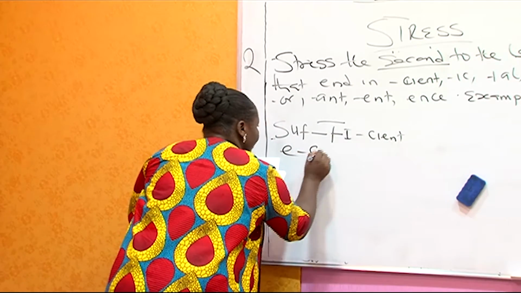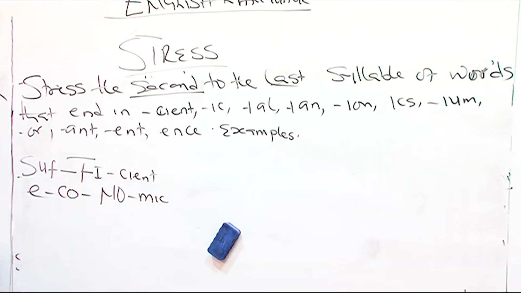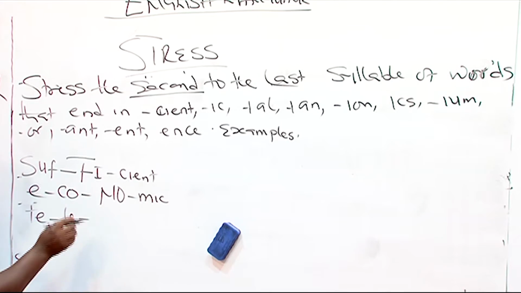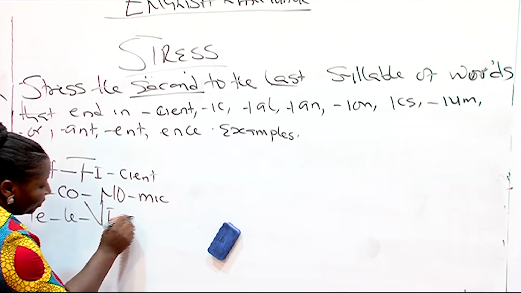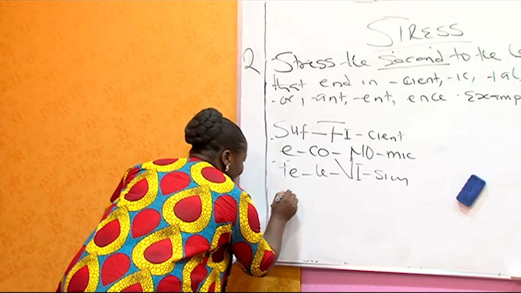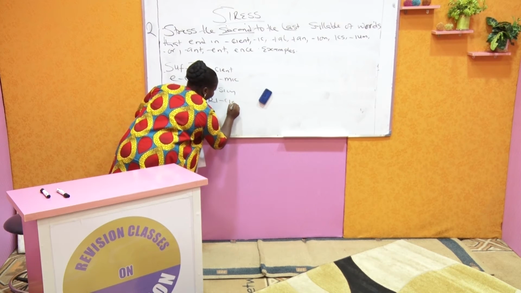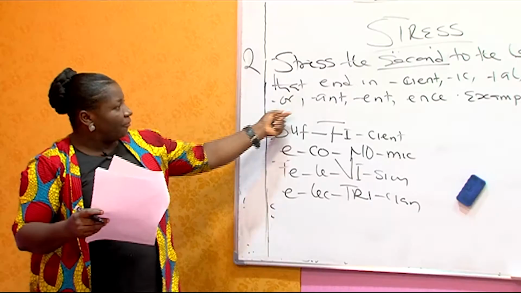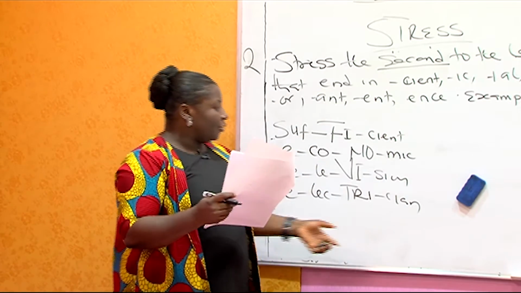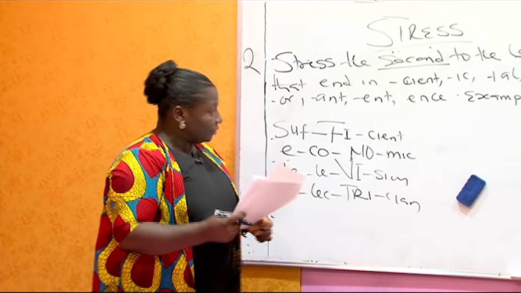Example 2, words like economy, it is the NO that is stressed. Words like television, of course, it is the VI that will be stressed. Words like electrician, we have e, lec, TRI, shan. I'm sure you can follow like that, and you can think of words that fall in this category. And like I said earlier, even with this rule, there are also exceptions.